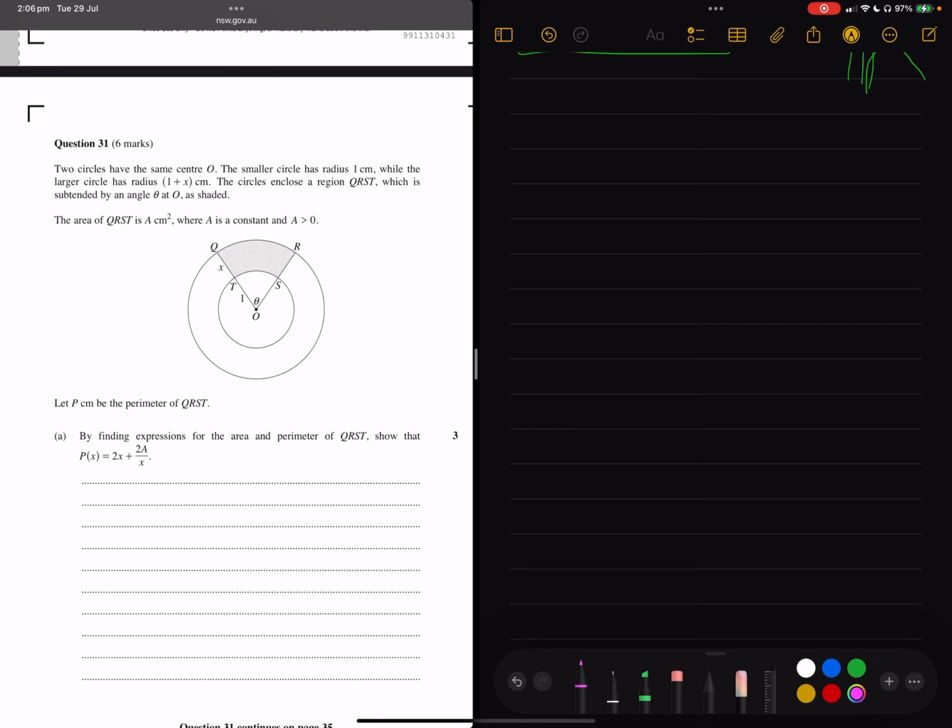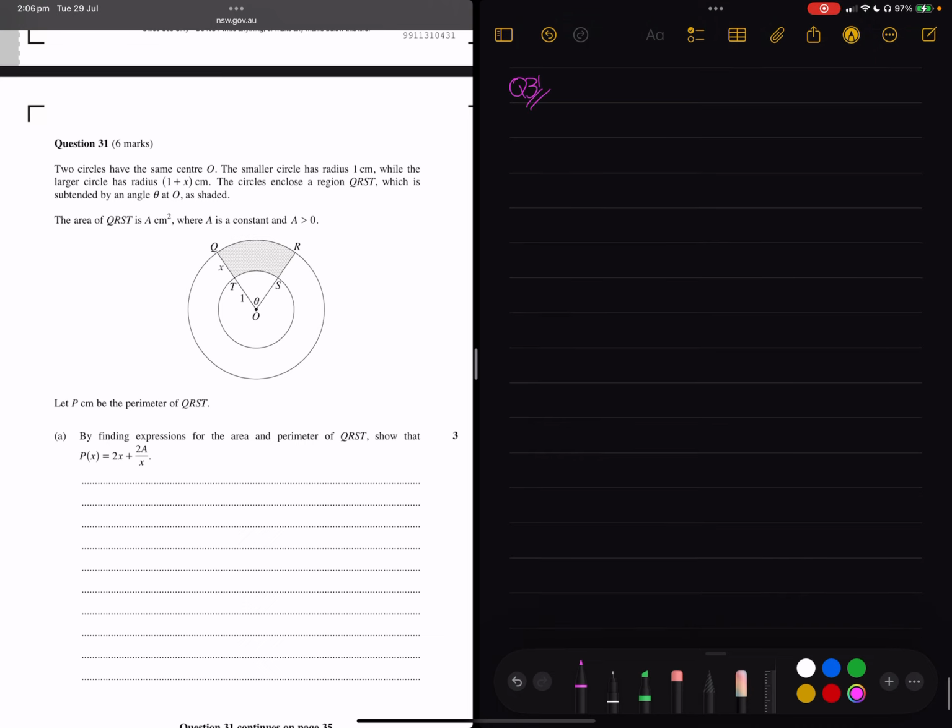We are told two circles have the same center. So for question 31, two circles have the same center. We'll draw a little picture of this. There's one circle here, there's one circle here. Their common center is here. We're told the largest circle has radius 1 plus x. So this distance is 1 plus x. We're told the smaller circle has radius 1. So this bit is 1, that means this bit must be x.